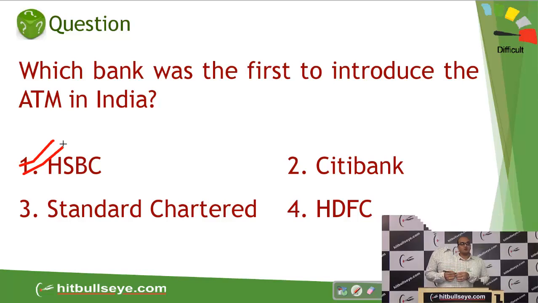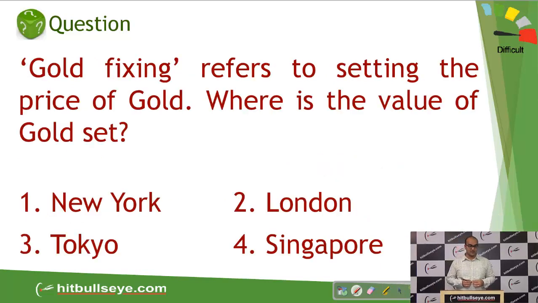Moving on to the next difficult level question. Gold fixing, that refers to setting the price of gold. Where is the value of gold set? The answer to this particular question is London.